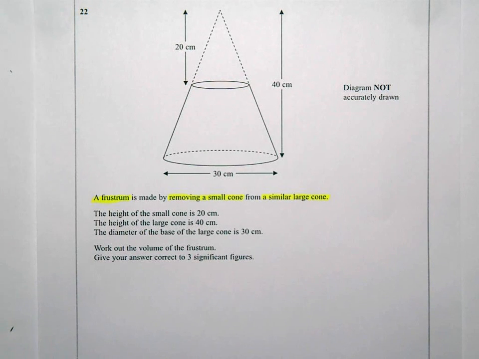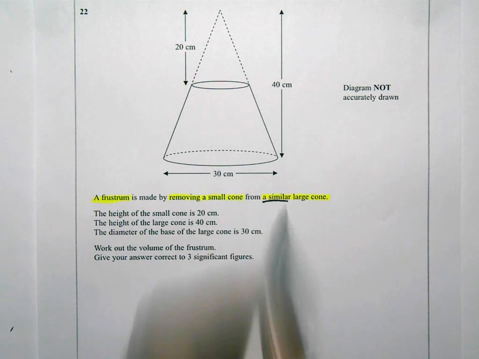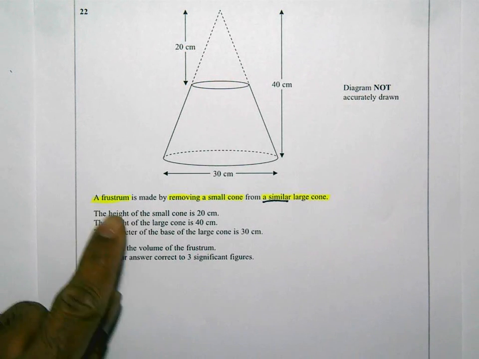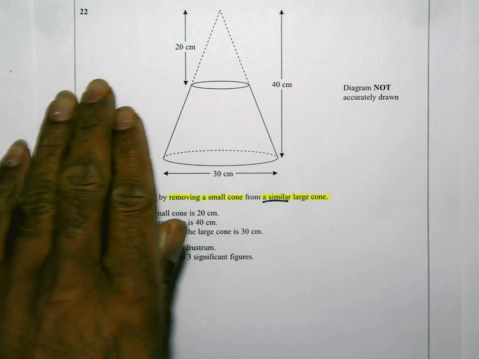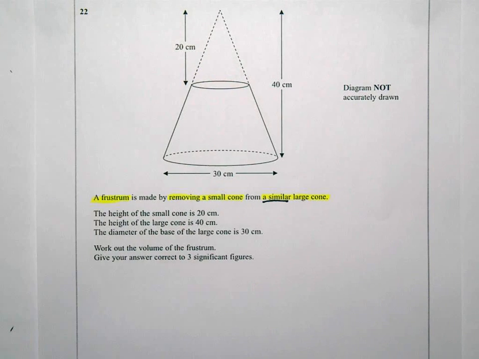The word similar is really important because that tells you that the shapes are similar and they're in proportion to each other. And we're going to need to use that in a bit. It also tells us that this bit here, this frustum, is a cone that you've chopped a bit off and removed. And this bit with the dotted line is the bit that's been removed.